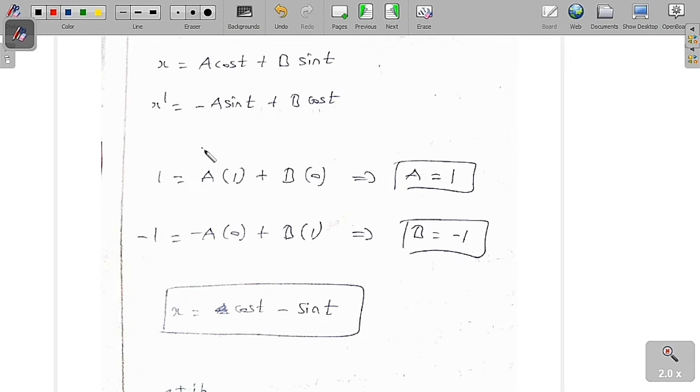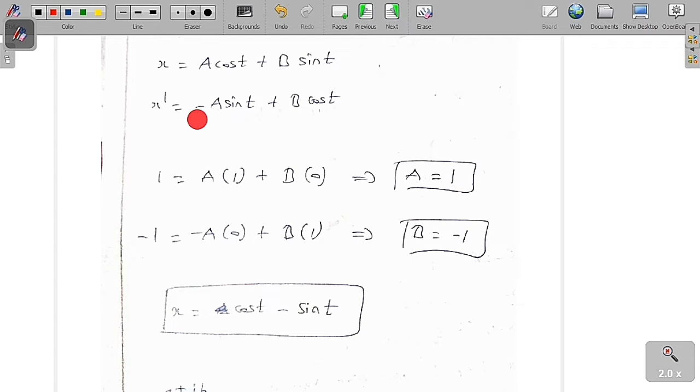Now, as I already told you, a very important point: the constants are also given. What are the constants? x of 0 is equal to 1, which means t is equal to 0 and x is equal to 1. So you have to substitute in this equation t is equal to 0 and x is equal to 1. Then 1 is equal to a into cos 0, which is 1, plus b into sin 0, which is 0. So if you solve this, we are going to get a is equal to 1.